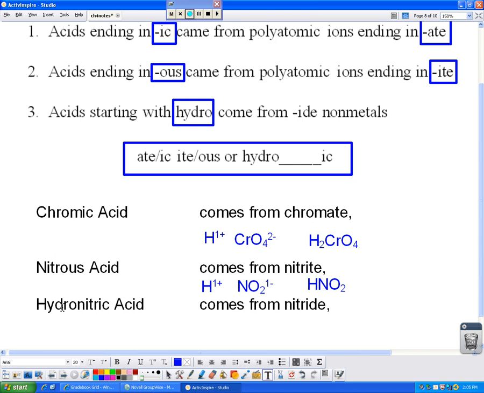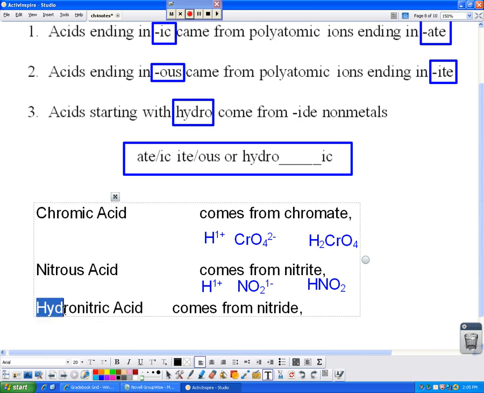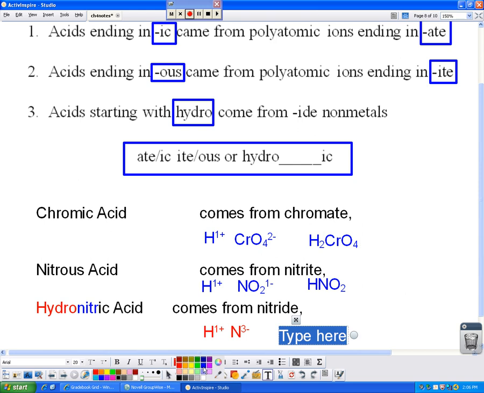And this third one, though, we have hydro here. See the hydro? That hydro is a huge clue. That means it's just hydrogen and whatever element is hidden in here. Let's see if we can decode that. It's going to be hydrogen and nitrogen. So I've got hydrogen, a +1, and nitrogen, a -3. So how would those go together? H3N, hydronitric acid. So that's the rule.